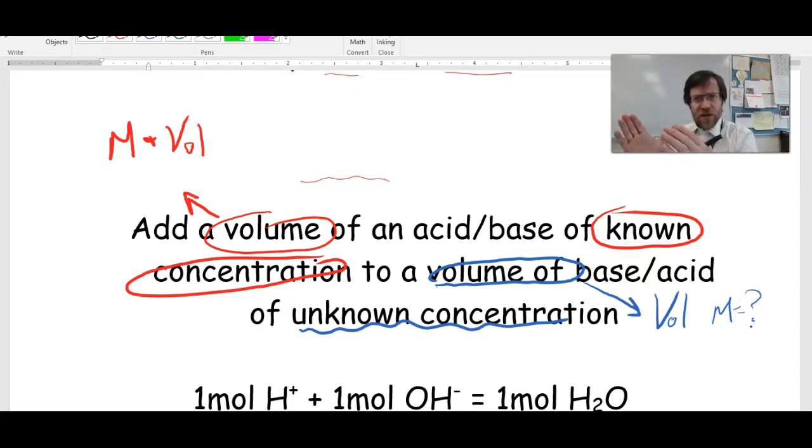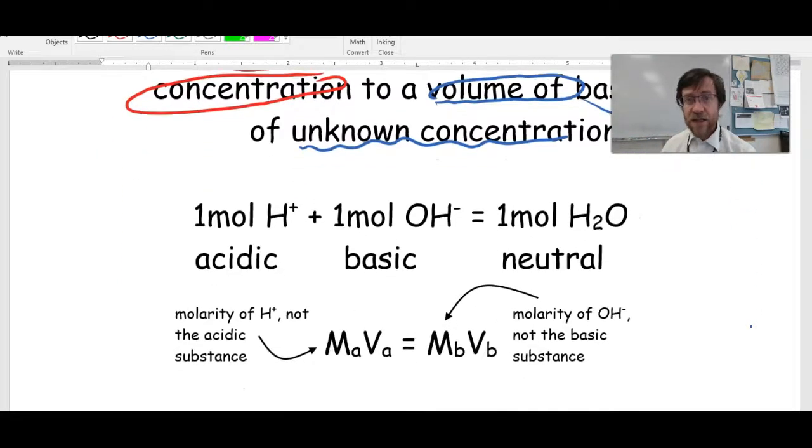So we have the concentration and volume of one that we know for sure, and we have a volume that we know because we can measure it out. We just measure out a small sample, but we don't know how concentrated it is. You dig? And the reaction is really, really simple. It is one hydrogen reacts with one hydroxide and makes one water. So it's a 1-to-1-to-1-to-1 ratio.